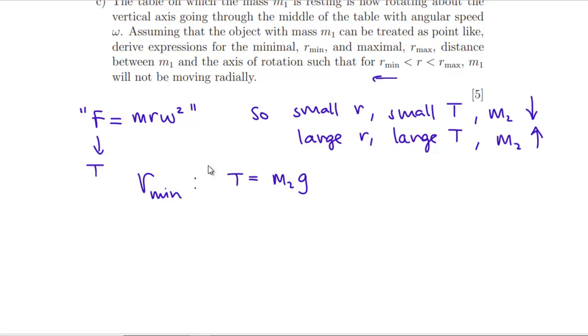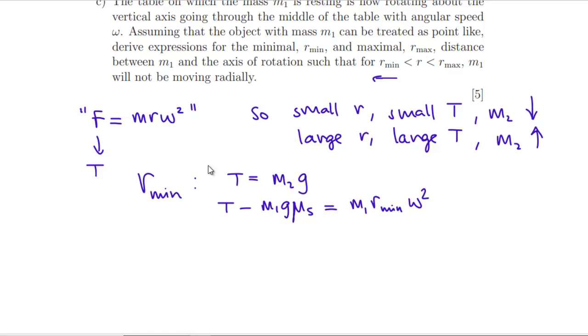And for M1, we're going to have T, and friction is going to be going outwards because it wants to slip inwards. So we're going to have T minus M1 g mu s, that's our static friction. That's our net force, which is equal to M1 R min omega squared. That's our F equals ma for each one of them. So yes, we have to have a negative friction opposing the tension. That's right. So we can now solve this for R min.